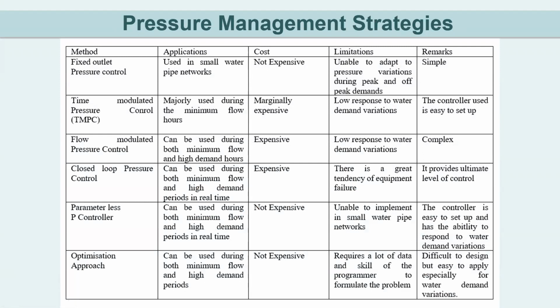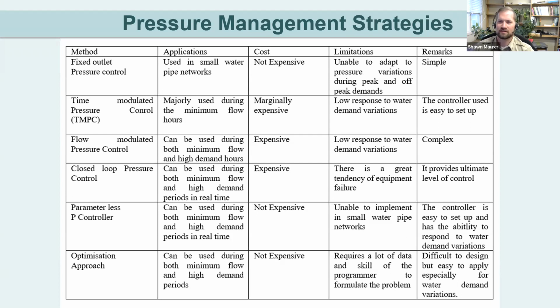And with the pressure management strategies, the method is fixed outlet pressure control, applied to small water pipe networks. It's not expensive, it's simple, but it's unable to adapt to the pressure variations during the peak and on-off demands. Sean, you want to go through a couple more of these as well? Yeah. Go back and forth. Usually for smaller systems, you're going to see that fixed outlet pressure control. It's one of the lowest cost options.